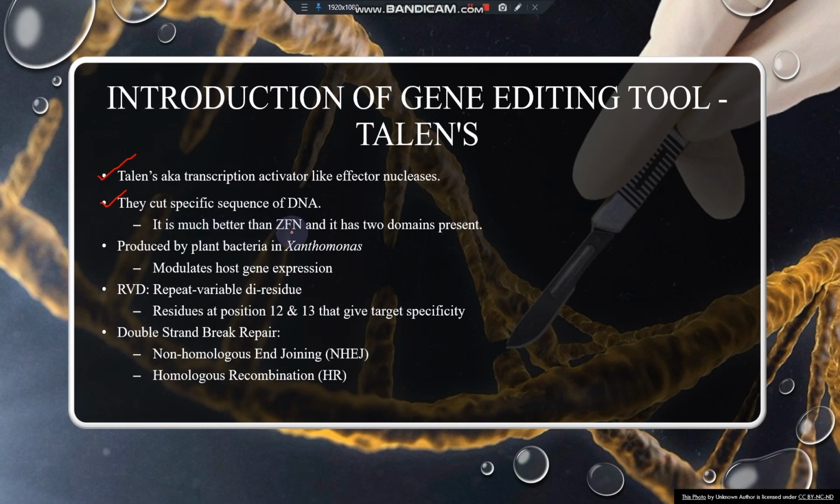ZFN is basically zinc finger nucleases, which are not as specific as TALENs, because they do not target a specific sequence. Unlike TALENs, they target a codon, basically a 3 nucleotide pair. TALENs also have two domains present: the DNA binding domain and the DNA cleavage domain. We are going to discuss this in detail in the next slide on the working mechanism.